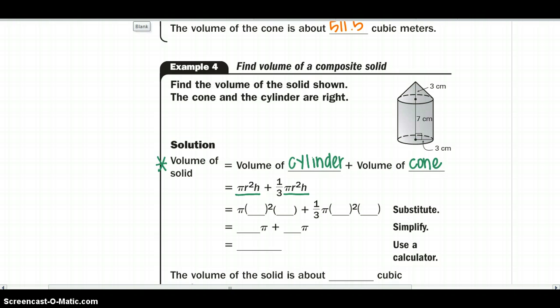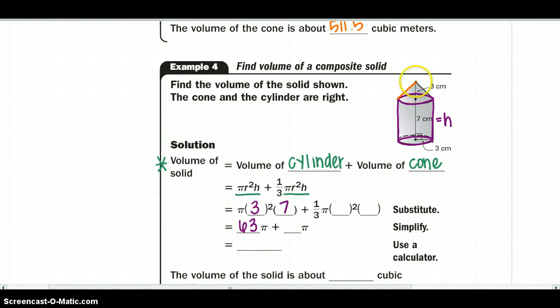So let's look at the cylinder first. Remember, it's our base area times our height. So our big B is pi times our radius, which is 3 squared, times our height, which is 7. And that would give us 63 pi.